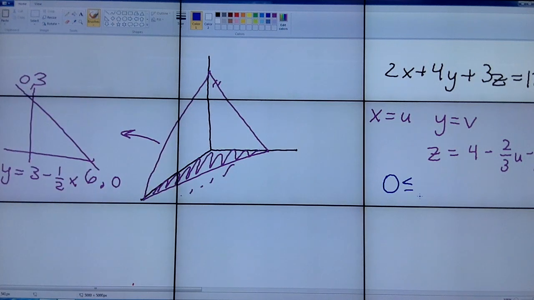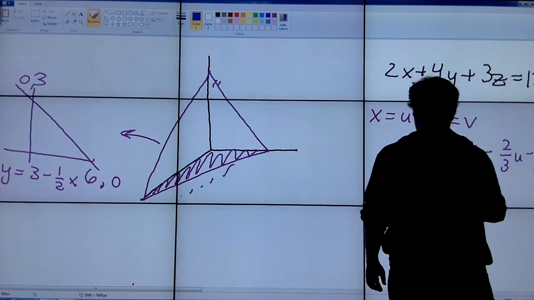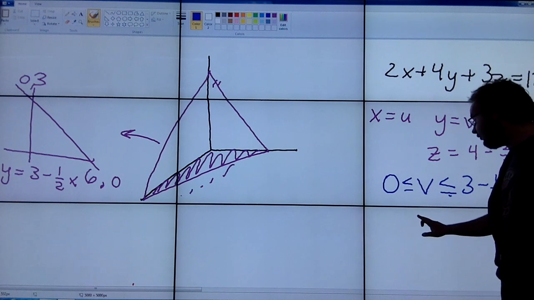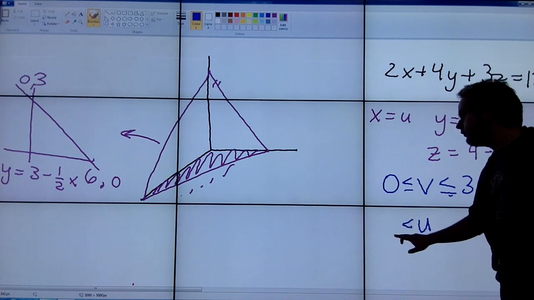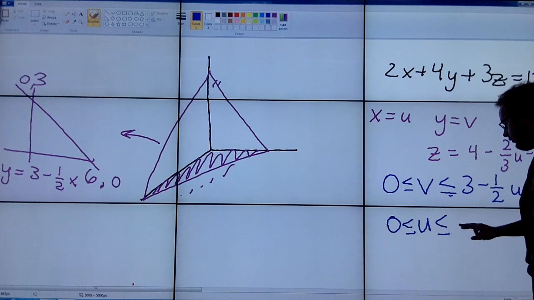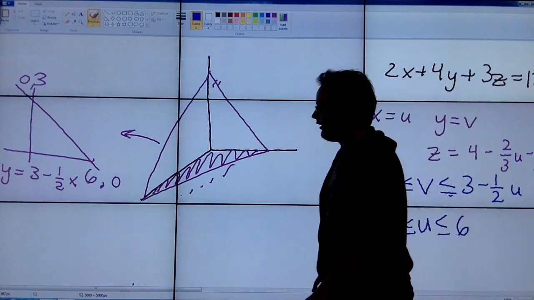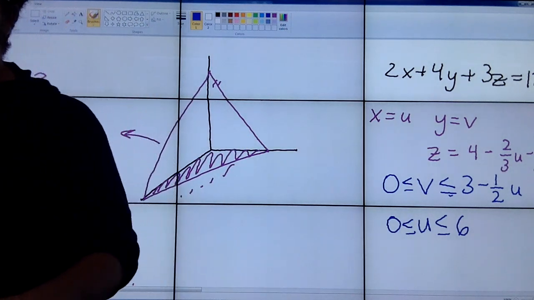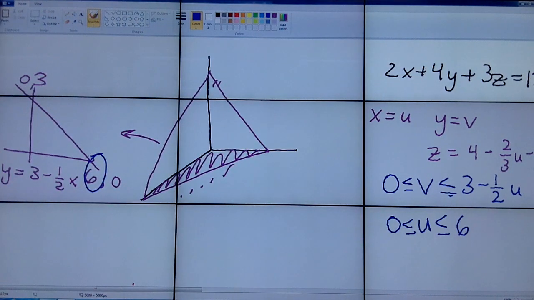V goes from 0 to where? It goes to 3 minus 1/2 u. Not 1/2 x, but 1/2 u. I have to make sure we say u and not x. Cool? And then what are my bounds on u? What's my leftmost bound for u? 0. My leftmost value of u, you could say, is 0. What's my rightmost value of u? 6, right? It goes as far to the right as 6. So that's another parameterization of this plane. Cool?